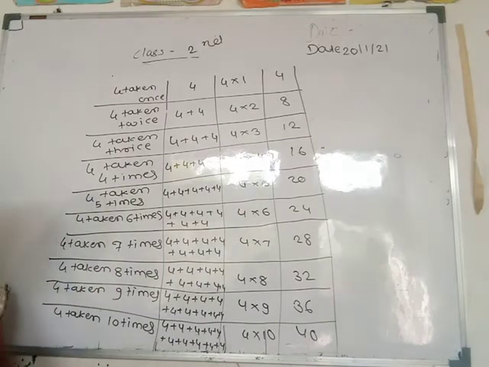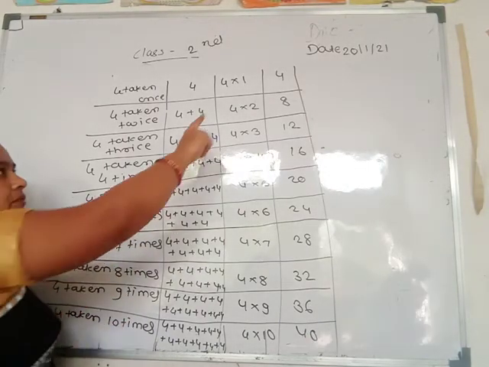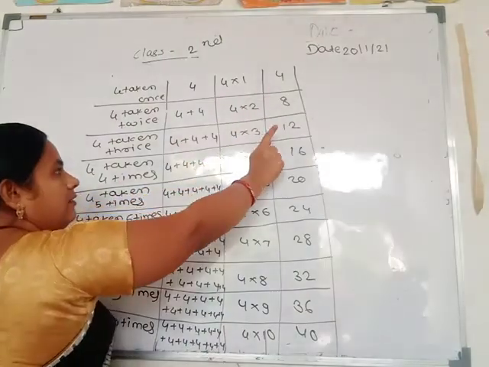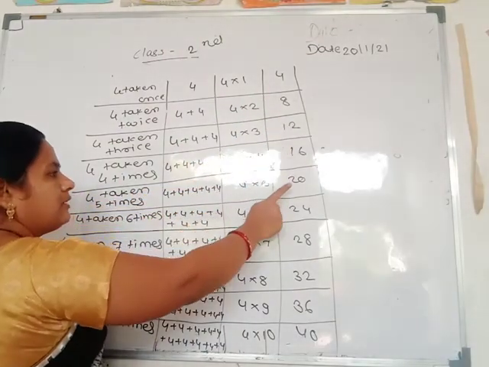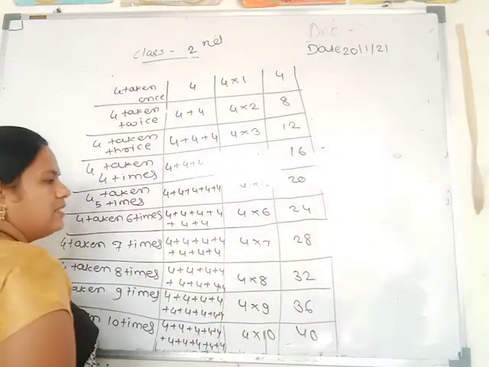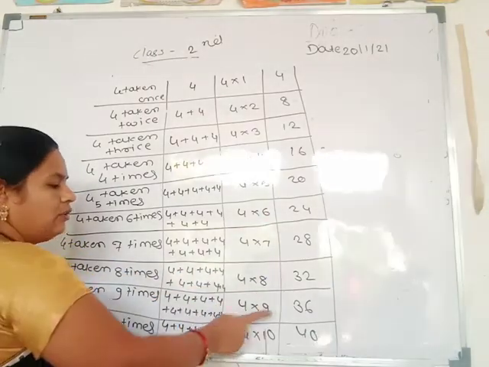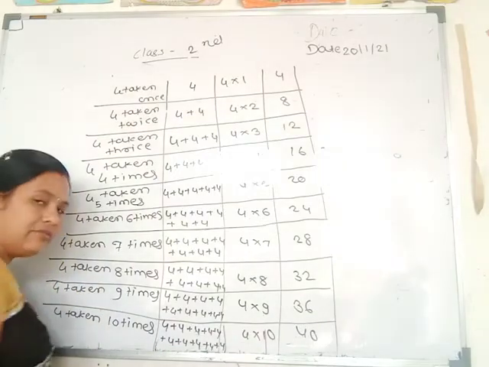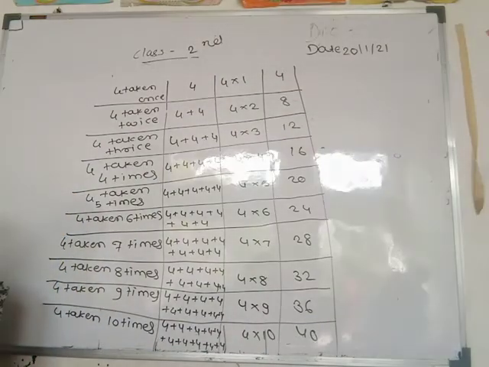See this table of 4. 4 ones are 4, 4 twos are 8, 4 threes are 12, 4 fours are 16, 4 fives are 20, 4 sixes are 24, 4 sevens are 28, 4 eights are 32, 4 nines are 36 and 4 tens are 40.